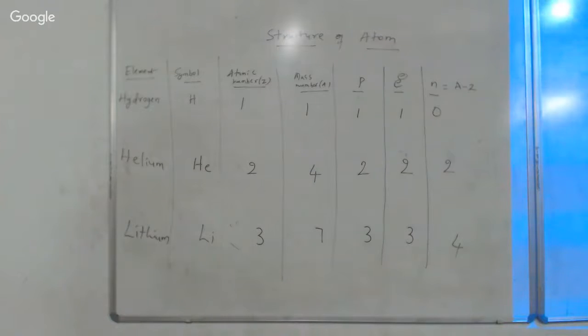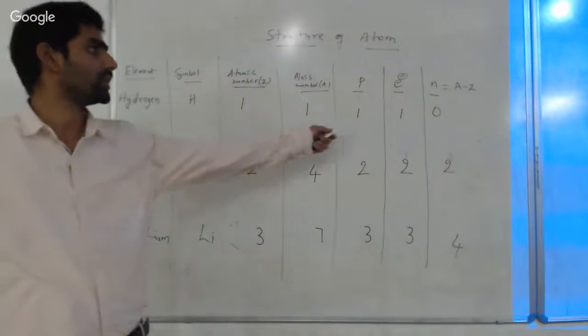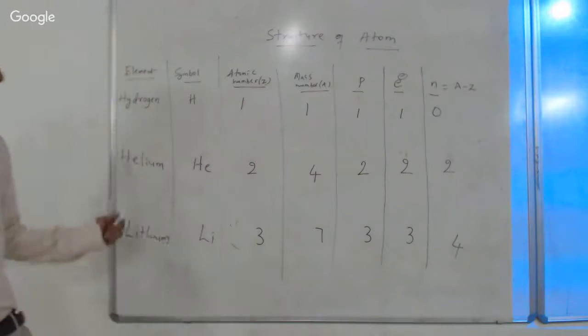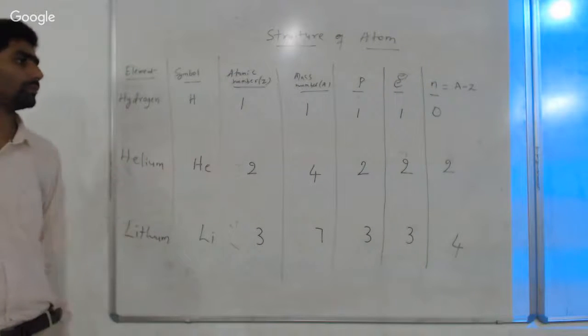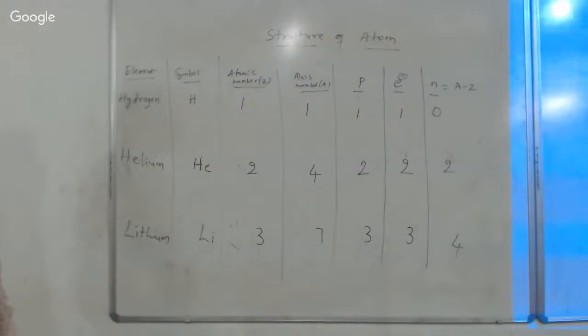Hydrogen: atomic number 1, mass number 1, protons 1, electrons 1. Helium: mass number 4, number of protons 2, number of electrons 2, number of neutrons 2. Lithium: atomic number 3, mass number 7, number of protons 3, number of electrons 3, neutrons 4.